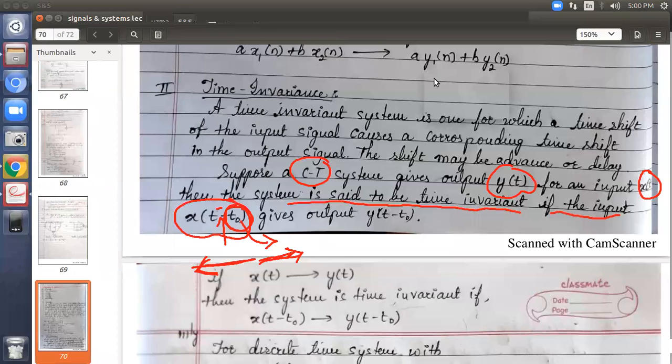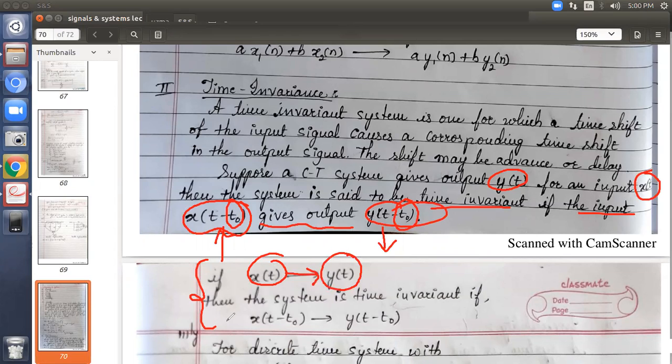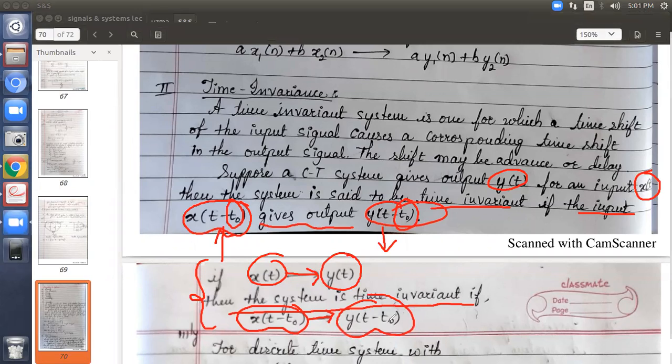Okay, so if we have the input x of t and output as y of t, then the system is said to be time invariant if the input x of t minus t naught, a shift in the input, gives a shifted output in y, right? So there is a shift of t naught in the input, so there is a shift of t naught in the output. So how can we write this mathematically? You can see it. If x is the input, corresponding output is y of t, then the system is said to be time invariant if there is a shift in the input signal by t naught, then your output will also get shifted by t naught.